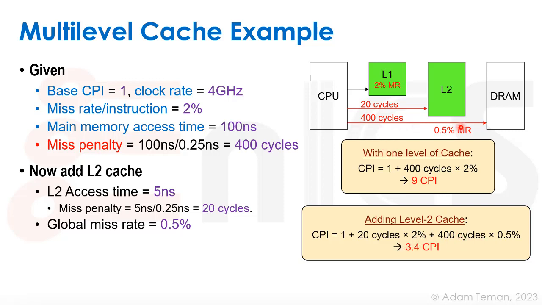And then we're going to take our global miss rate times the amount of time it takes to access the DRAM, which is 400 cycles. So that's going to give us 3.4 CPI. Okay, and 3.4 CPI is a 2.6x improvement just by adding this L2 cache over here.